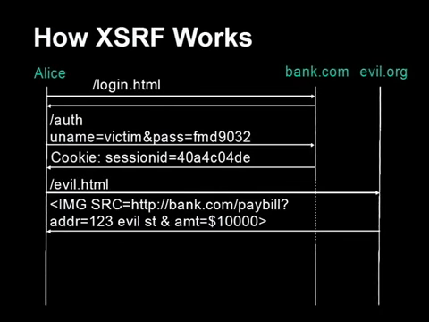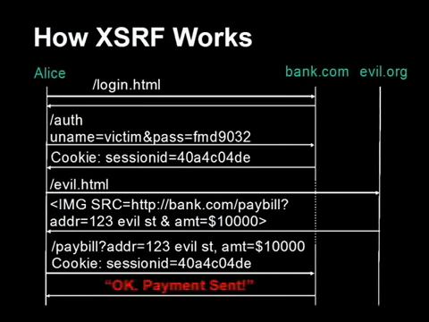And so what does Alice's trusty browser do? Well, Alice's browser wants to do a good job for Alice, and so it makes a request to bank.com. And it calls the paybill script as was requested. It passes the parameters as were requested. And oh, by the way, since the browser was already logged into bank.com, it sends the bank.com cookie to bank.com. So bank.com gets this request from Alice saying that she should pay a bill to 123 Evil Street in the amount of $10,000 and looks at the cookie. The cookie is completely legitimate. So what does bank.com do? Bank.com goes ahead and issues the payment.